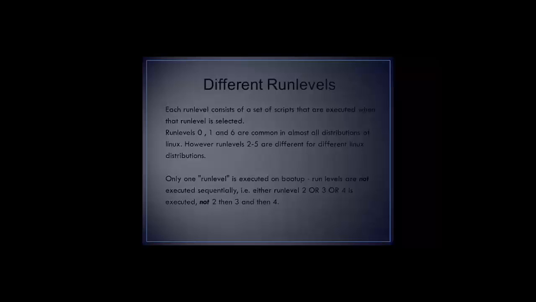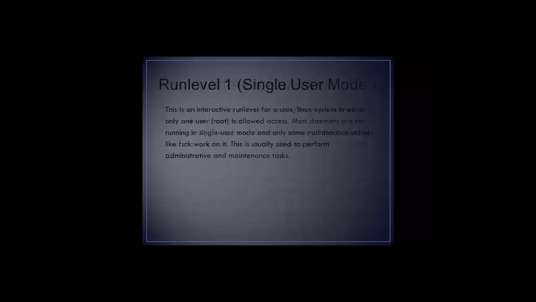Talking about different run levels. Each run level consists of a set of scripts that are executed when that run level is selected. Run level numbers 0, 1 and 6 are common in almost all distributions of Linux. However, 2 to 5 are the run levels that may vary, for example, between Ubuntu and Fedora. And during the startup of a computer, only one run level is executed.